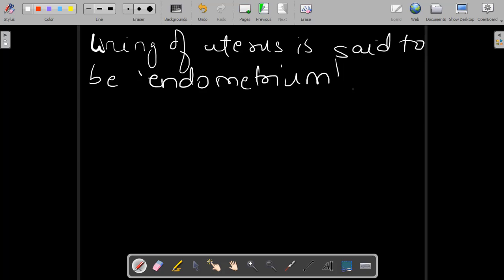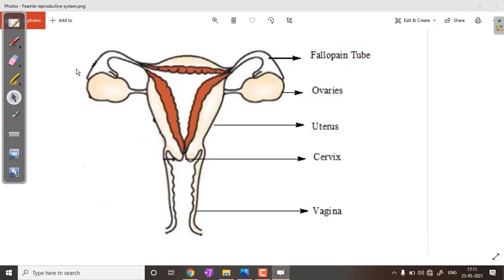Now what is the function of this inner lining? Once the egg is released from the ovaries and reaches the fallopian tube, this endometrium lining starts becoming thick. Okay, it starts increasing in size. Now, the question which arises in my mind is, why is this endometrium lining increasing? It is said that the endometrium lining is increasing to receive the fertilized egg.